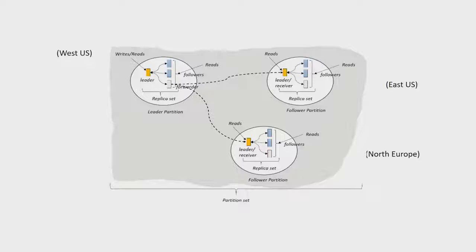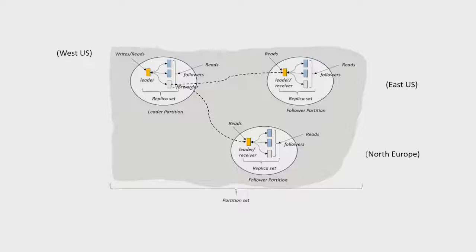So here I'm going to just take one such partition set out of the container. I'm going to zoom in, and I have deployed this container in 3 separate Azure regions: West US, East US, and North Europe. When a write comes in, it's going to go into the write region. It's going to go to the leader replica.